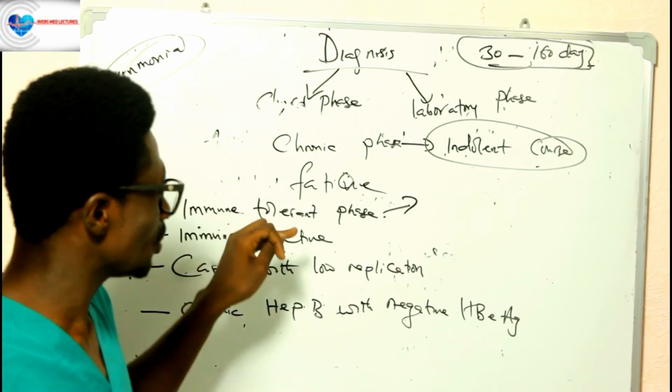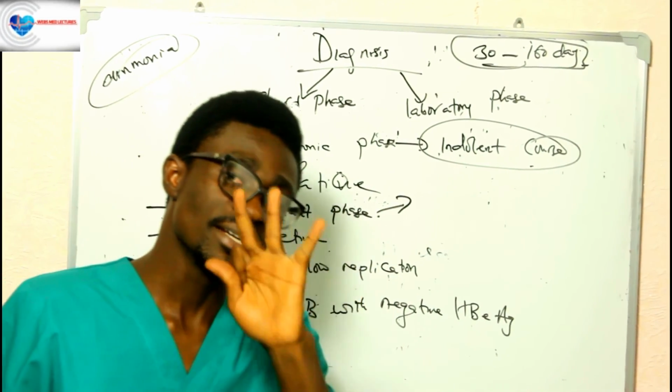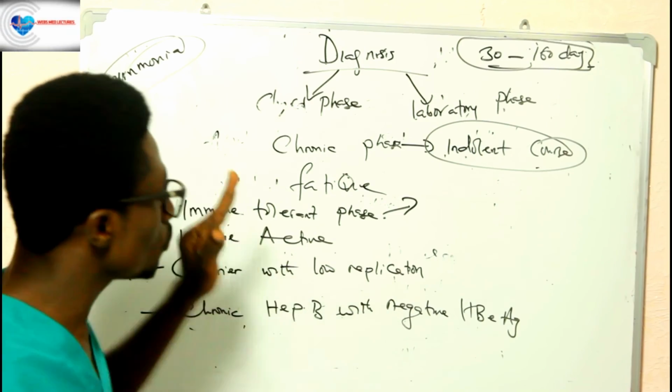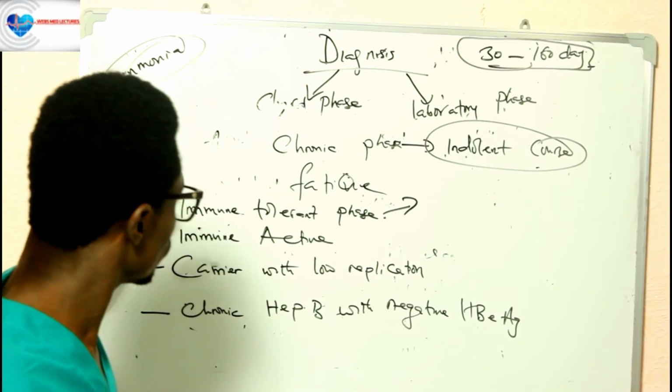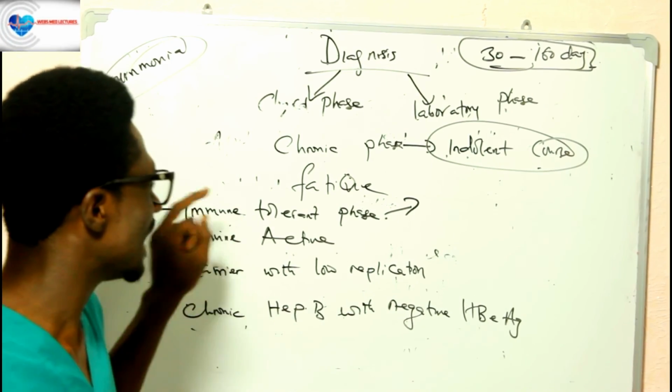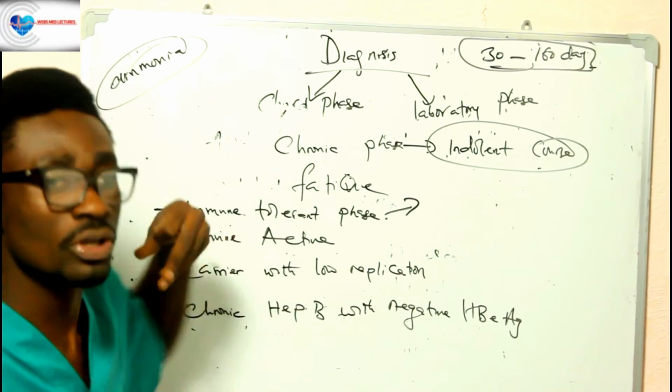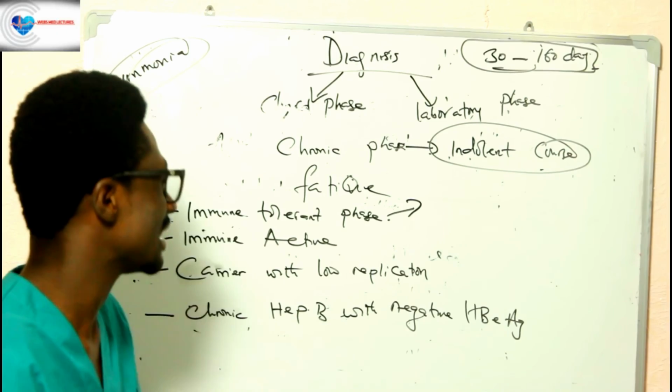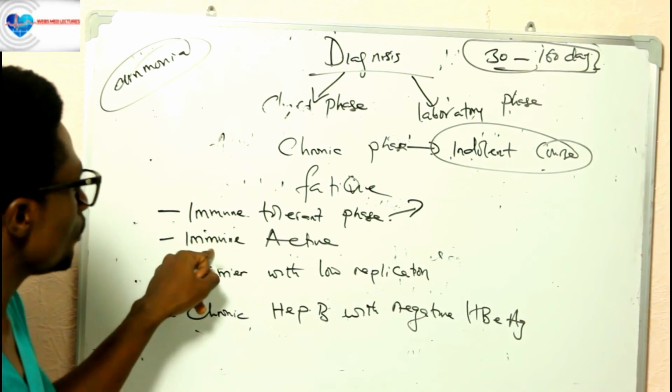And also there is low necroinflammatory damage to the liver, because there is no or less immune response. That's what is called immune tolerance. The immune system tolerates the virus in the body. You understand? So now we're talking about the immune active phase.